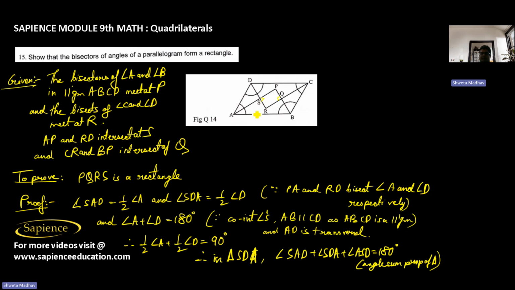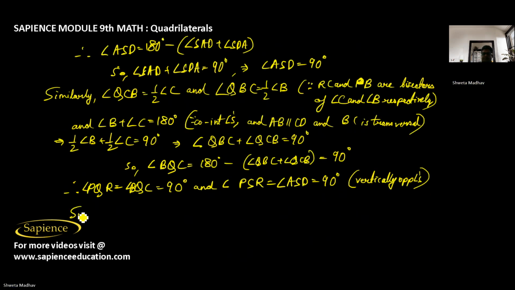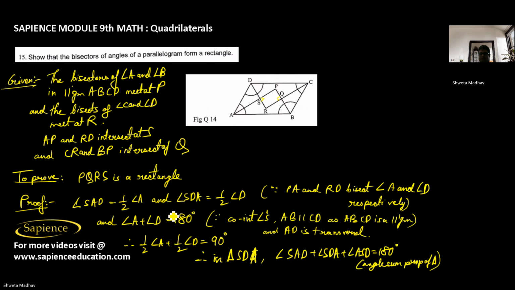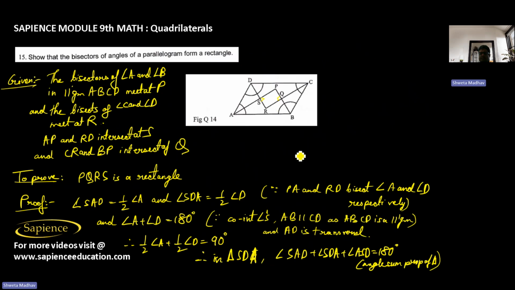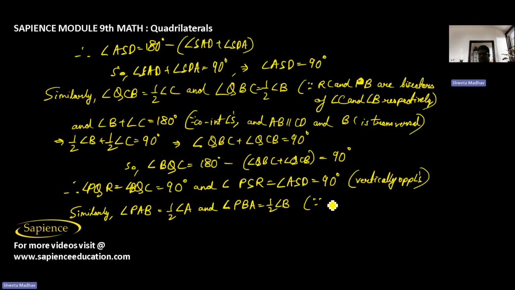Similarly, we can see that angle PAB is equal to half of angle A, and angle PBA is also equal to half of angle B, since it is given that PA and PB are bisectors of angles A and B respectively.